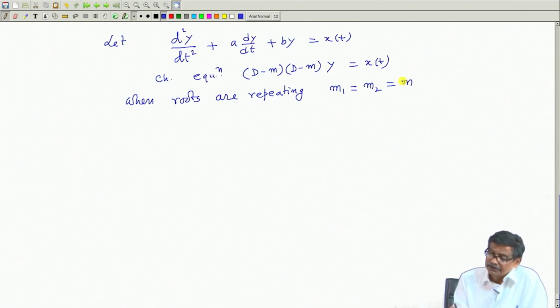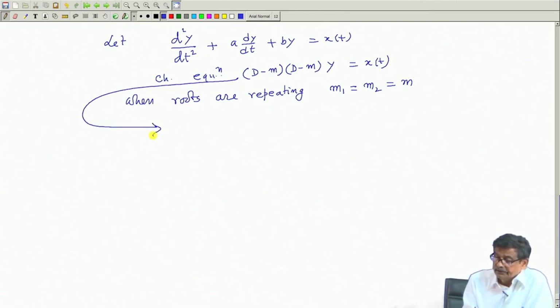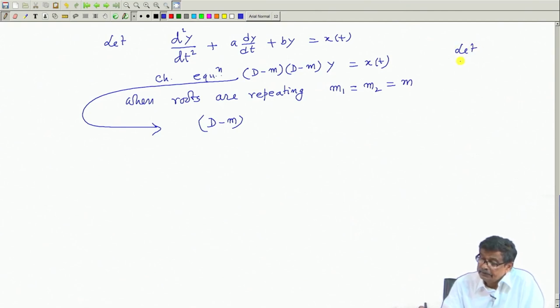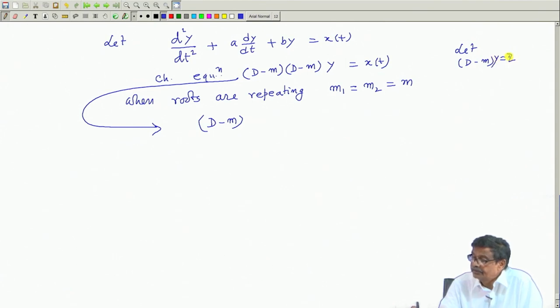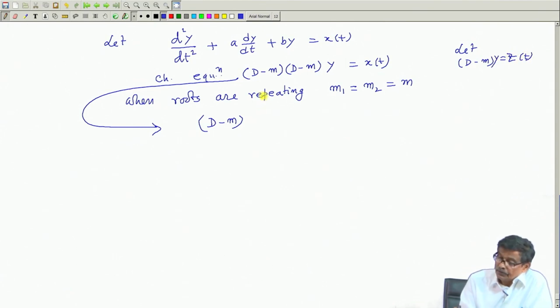Do not worry, we will go by this. Once again I will write this equation as d minus m, and I will let d minus m into y be some function z t. So, d minus m into z t is equal to your x t, is it not clear. So, I have broken this up into two equations. So, first I concentrate on this differential equation.